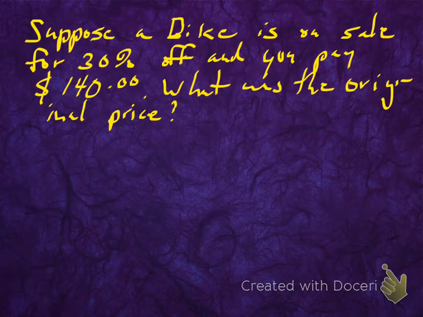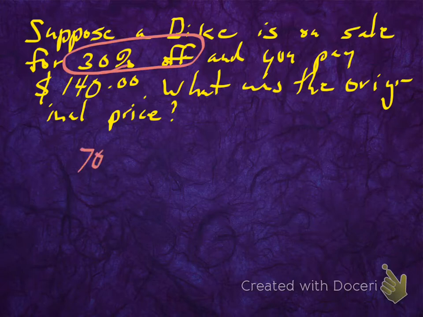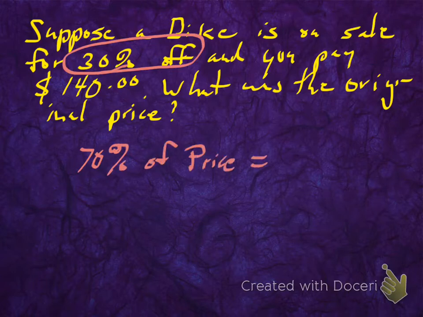Okay, and the way we're going to solve this, first we've got to look at the percent. If I save 30% off of something, first you have to think about, okay, how much am I actually still paying? What percent of the original price am I left paying? And the answer is I'm paying 70% of the price that was originally charged. And it's telling me in this equation that I pay $140. So that almost exactly is the equation we're going to use.